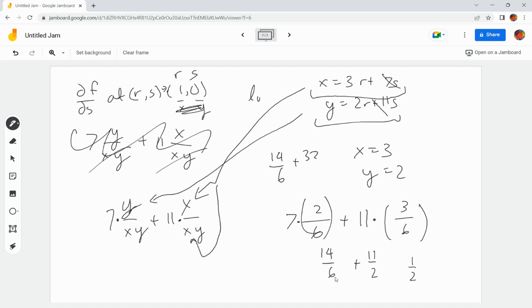Just for fun, let's do 30. Oh, that sucks. No, that's not that bad. Let me check that's right. 47 divided by 6. Hey, I'm right.